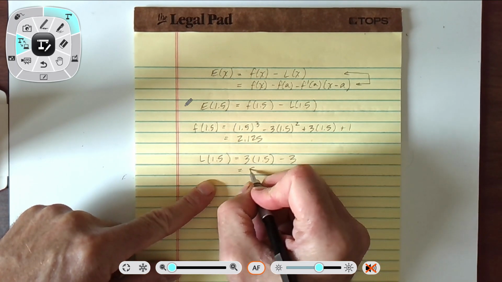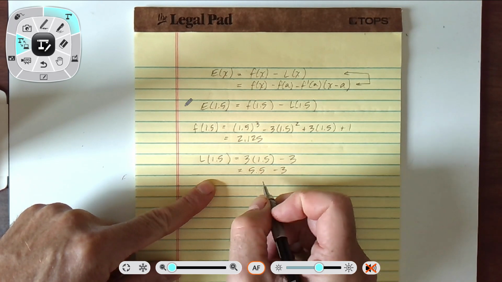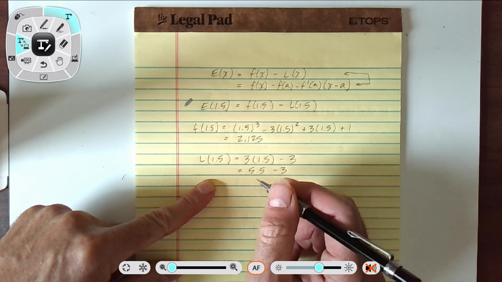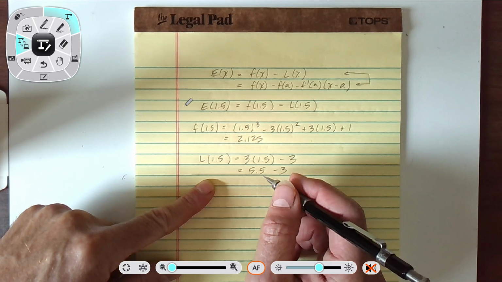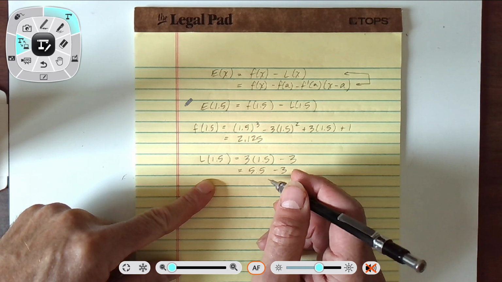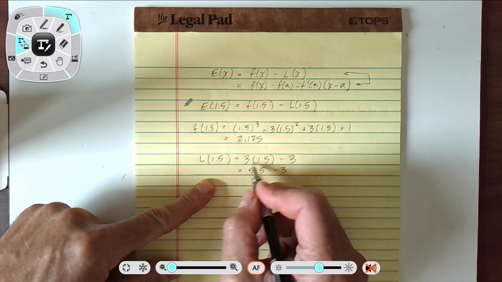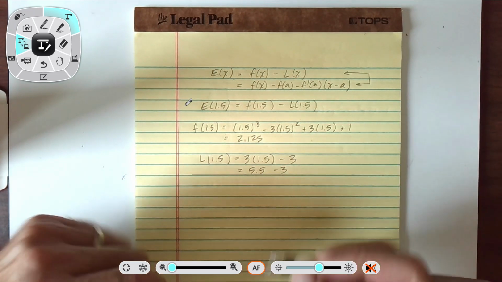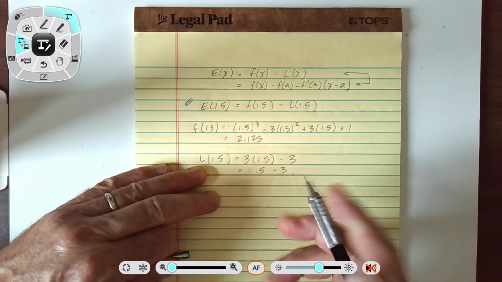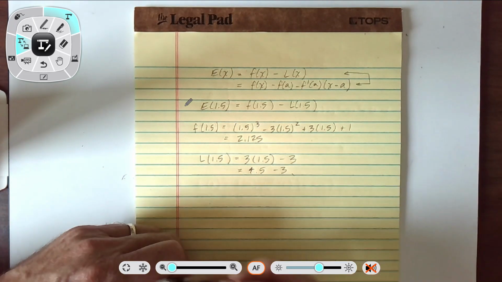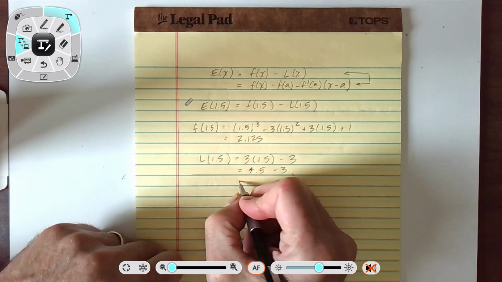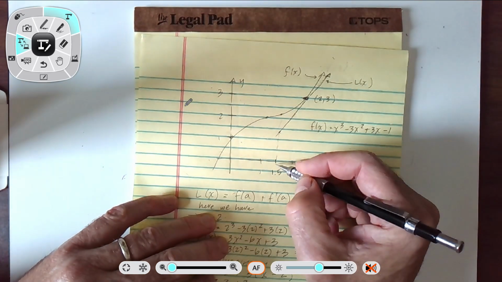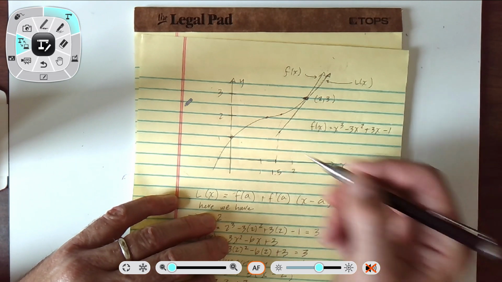And that ends up as 5.5 minus 3. So let's see. 4.5. Oh, it's not 5.5. That's why I was worried. I was like, that's actually larger. 3 times 1.5 is 4.5, right? Minus 3. Okay, now we're good, right? Because then I get a number like 1.5, which, just looking at my rough graph, when I put 1.5 in, I'm getting out something close to 1.5.